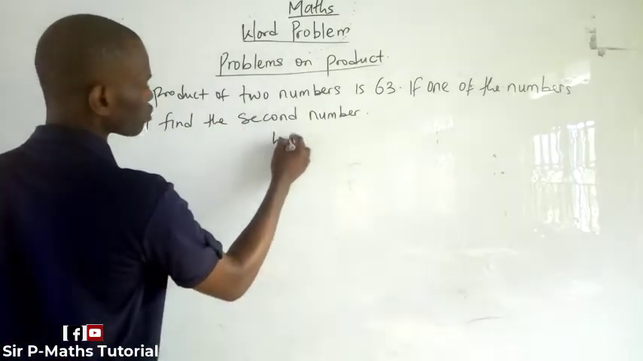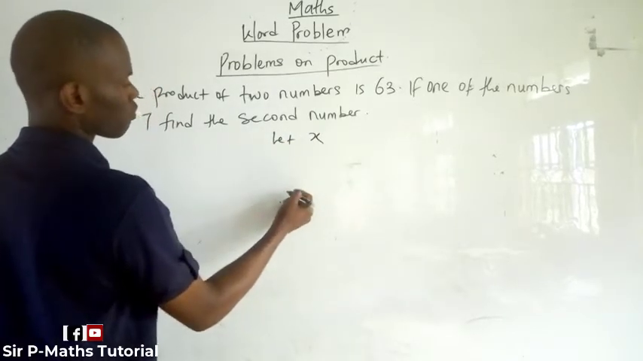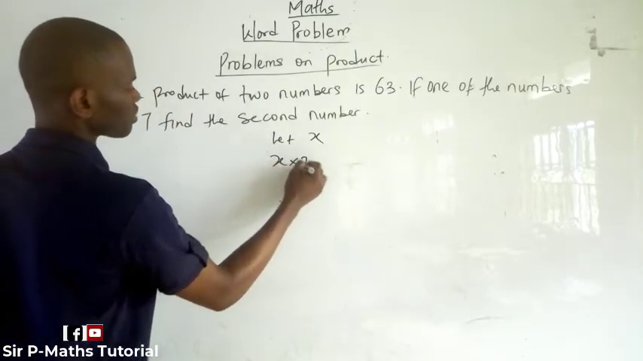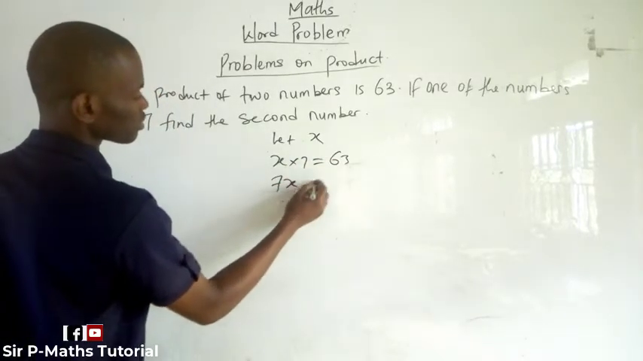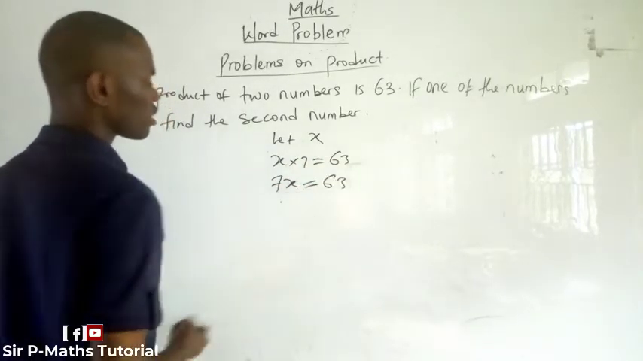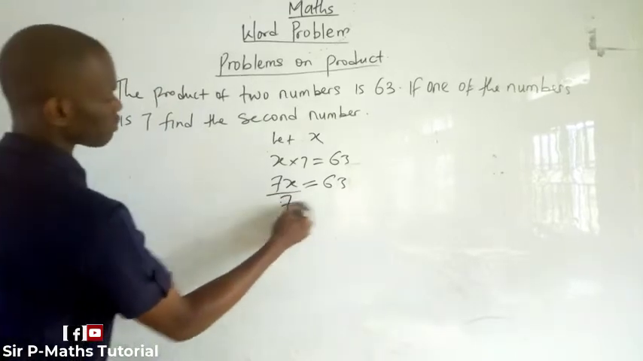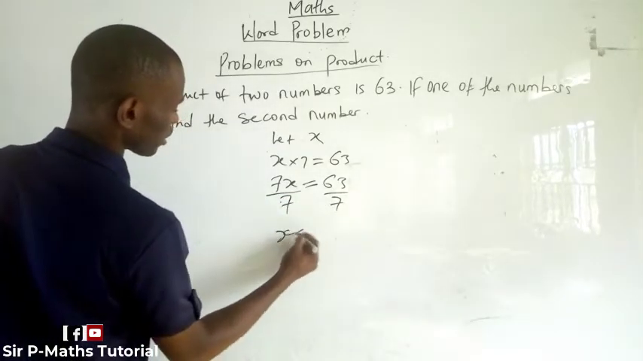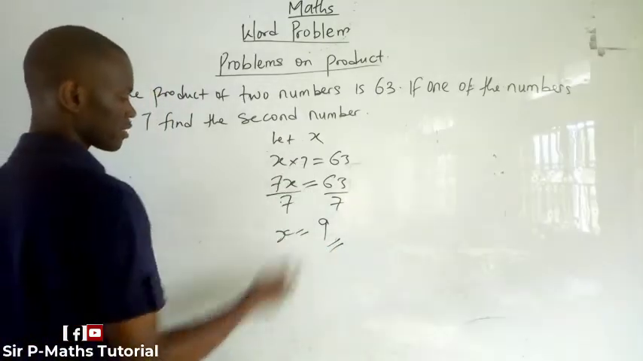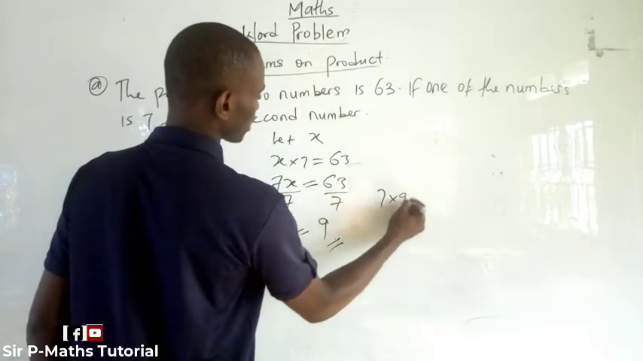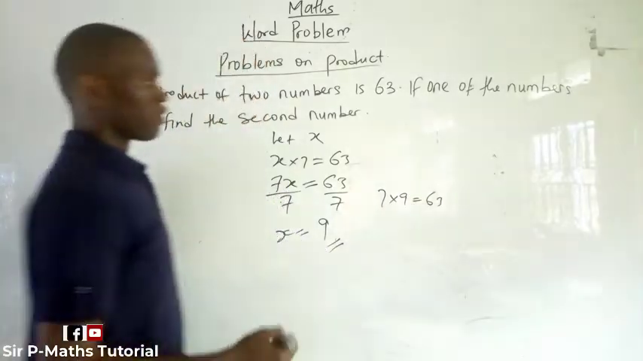So let the first number be x. Therefore, we say x times 7 will give us 63. X times 7 is 7x, equal to 63. Therefore, divide both sides by 7. We get our x, 9. Alright, so the number is 9. Therefore, we say 7 times 9, we have 63.